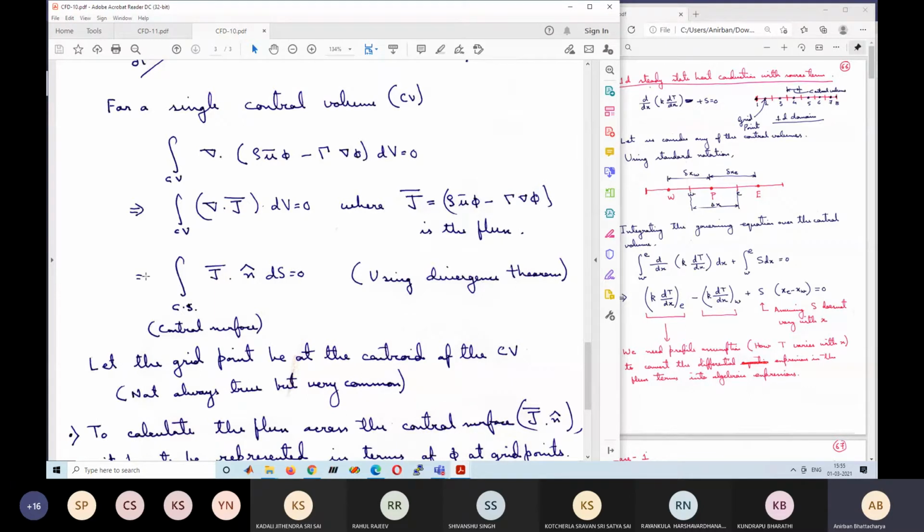So this is not an equal-to sign, this is just the therefore sign. Therefore, J dot n dS equal to 0. What does it mean? It means that the flux over the entire surface, n is the normal vector, so the dot product of flux with the normal vector means whatever is the flux in the perpendicular direction to the surface. So if we have an arbitrary surface, I don't have the whiteboard to draw.